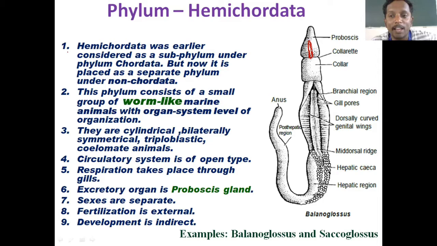So confused that there was a notochord in this region, they placed it under chordates earlier, but now it is clear. So now they know that it is not a notochord, so that's why it got the name Hemichordata. They did not change the name. So don't get confused because the word chordata comes here. So this is purely a non-chordate, the last phylum of non-chordata.